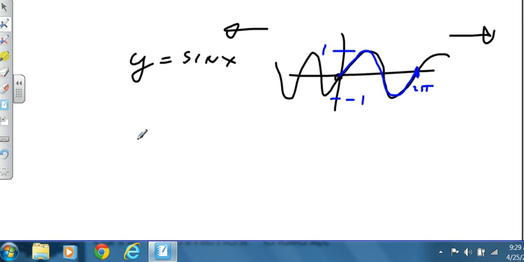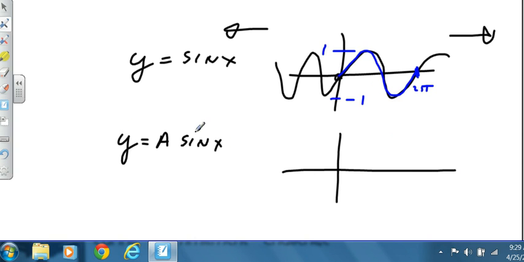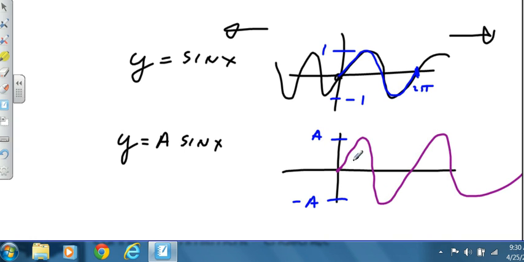If I see y is equal to a sine x, what am I going to do? Well, now instead of just going to 1 and minus 1, it can go all the way up to a and all the way down to minus a. It still starts at 0. It still goes up, it still goes down, and it repeats itself forever and ever. And it's going to have a period of 2 pi.